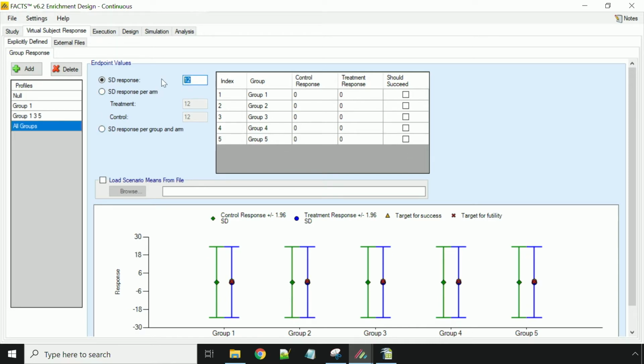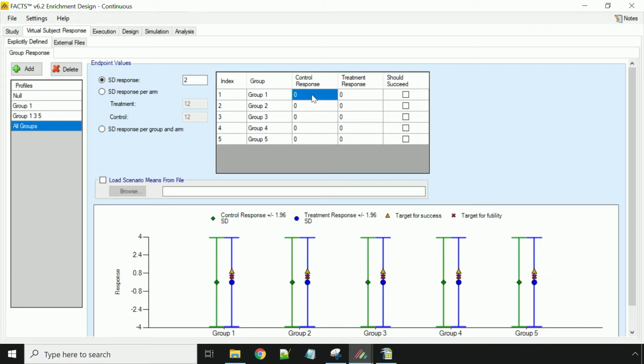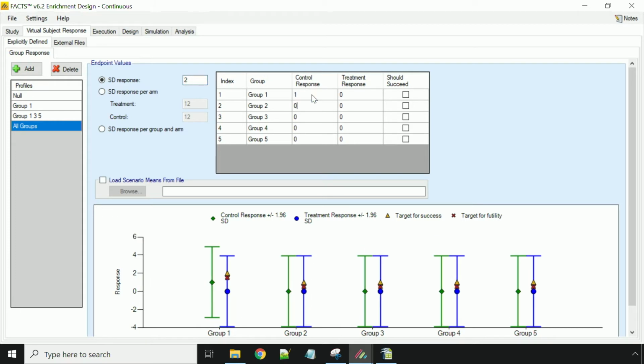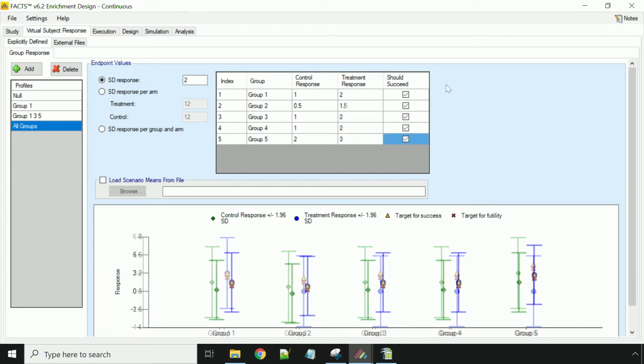And then lastly, the all groups, again, standard deviation of 2, the same pattern of response on the control arm. And now every treatment is 1 point better in each of the groups.